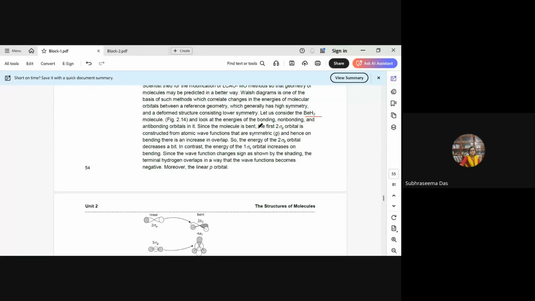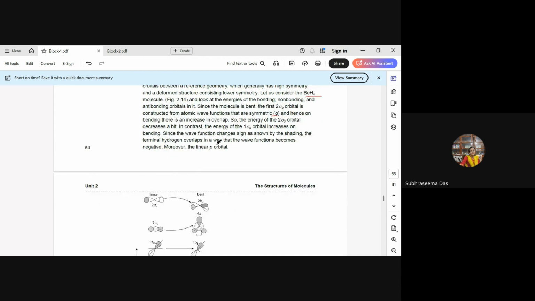Since the molecule is bent in nature, the 2 sigma g orbital is constructed from wave functions that are symmetric. We know that the symmetric wave functions are g, that is gerade, and hence on bending there is an increase in the overlap. So the energy of the 2 sigma g orbital decreases slowly.